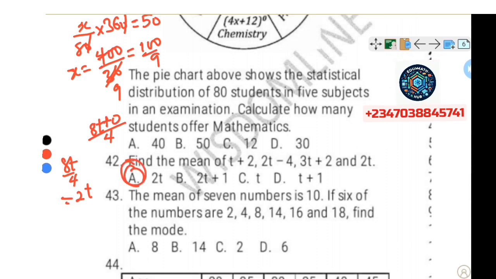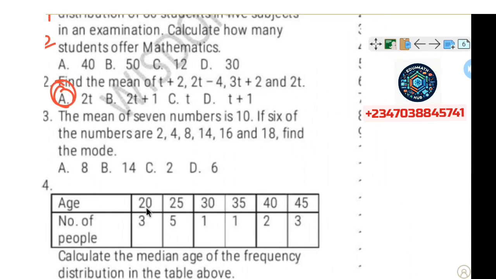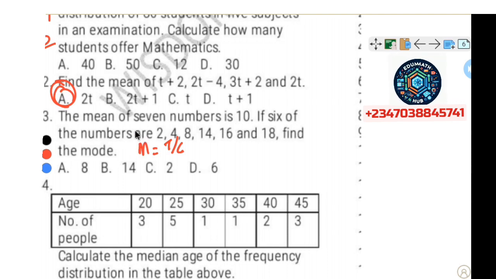So the next one is: the mean of 7 numbers is 10. If 6 of the numbers are 2, 4, 8, 14, 16, and 18, find the mode. It's a very technical question. You need to find the total first. Don't forget, the formula for mean is total over count. How many numbers are there? That's the count. Since the mean is 10 and the number of digits is 7, the total is 70. If you add all the numbers together, you will get 70.